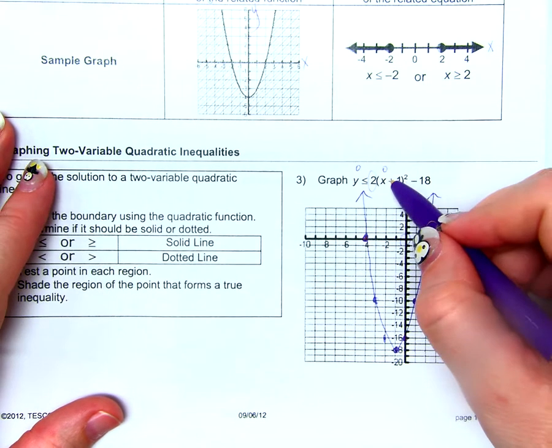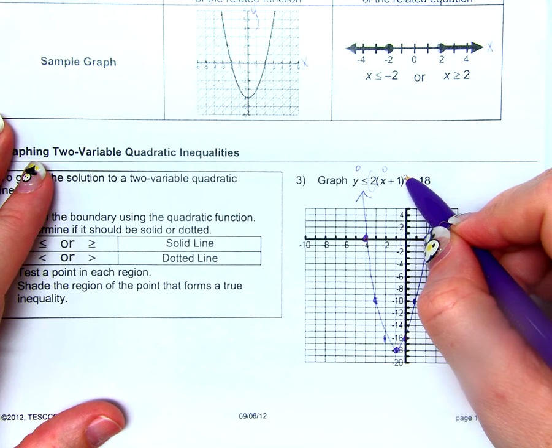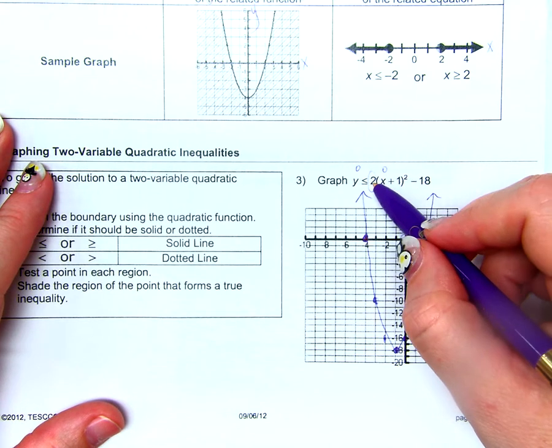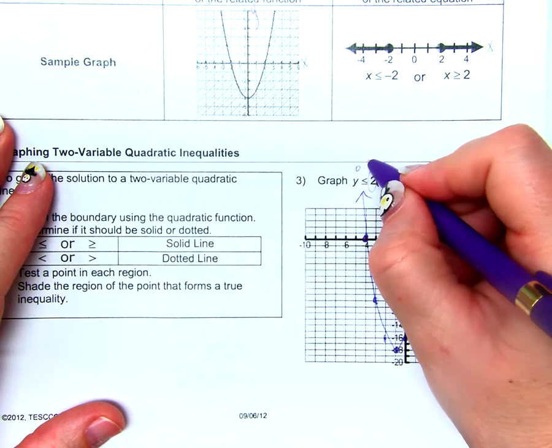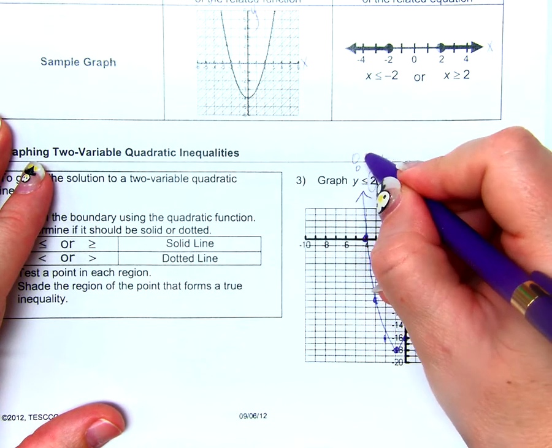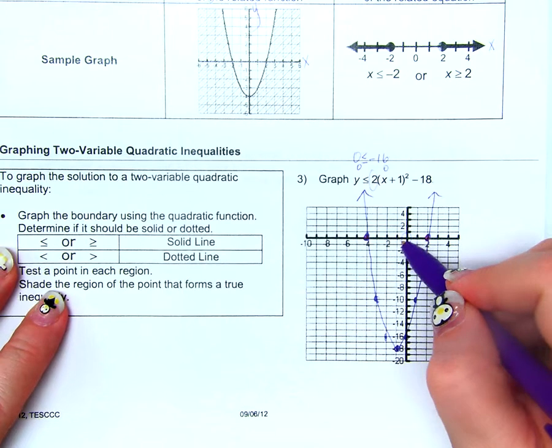Well, what is 0 plus 1? What's 1 squared? What is 1 times 2? What is 2 minus 18? So 0 is less than or equal to negative 16. True or false? That is false. This is false.